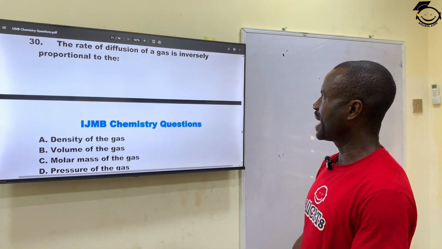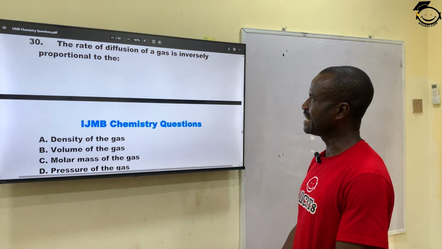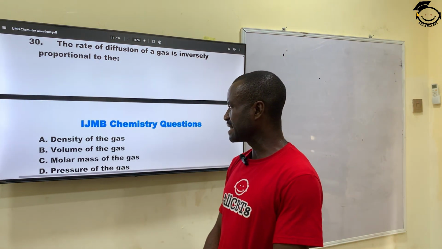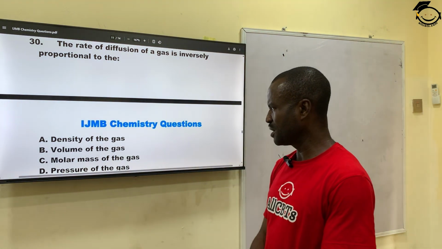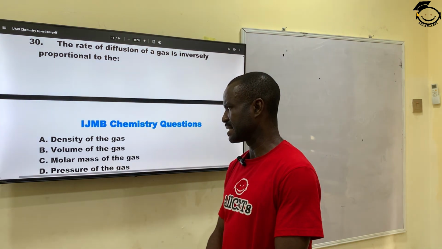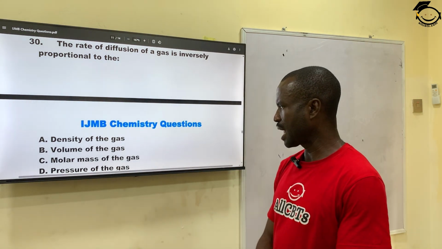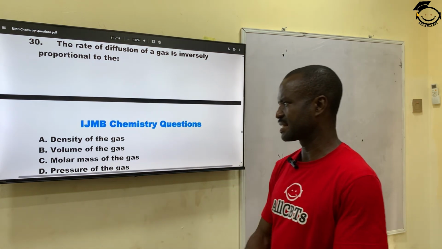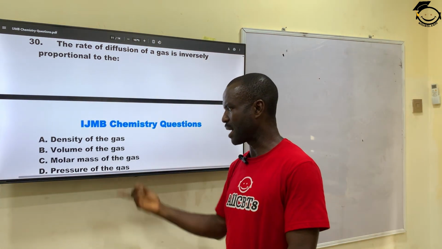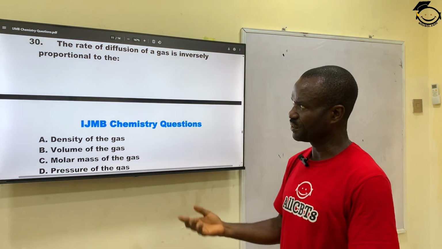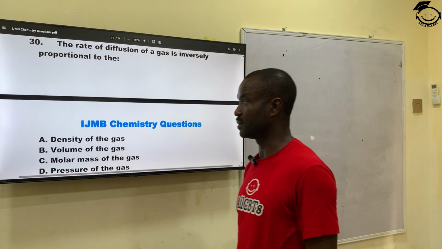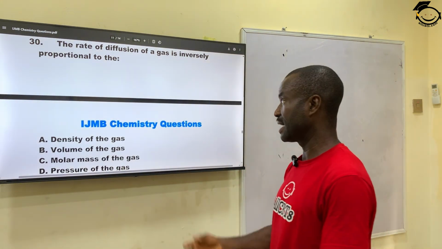The rate of diffusion of a gas is inversely proportional to its: A, density of the gas; B, volume of the gas; C, molar mass of the gas; and D, pressure of the gas. The correct answer is molar mass of the gas. The rate of diffusion is inversely related to it. The higher the molar mass, the lower the rate of diffusion. The lower the molar mass, the higher the diffusion.